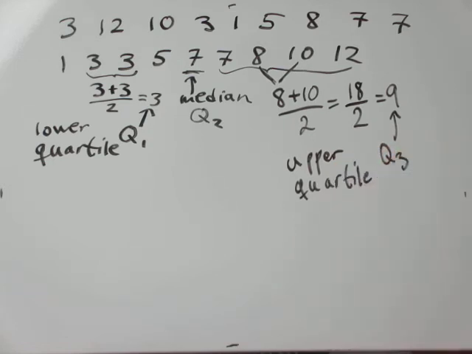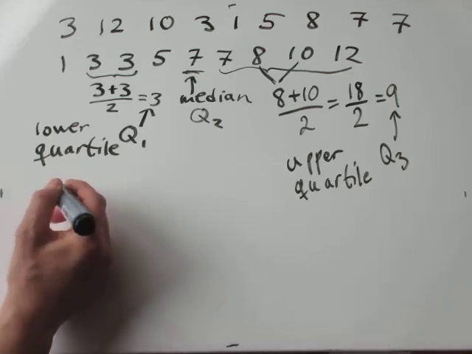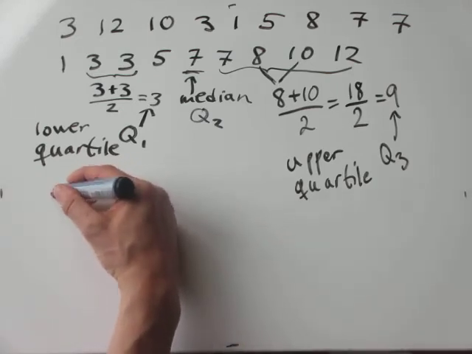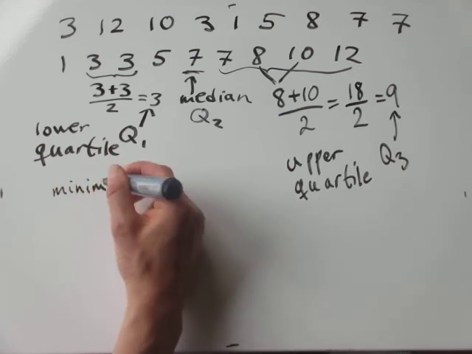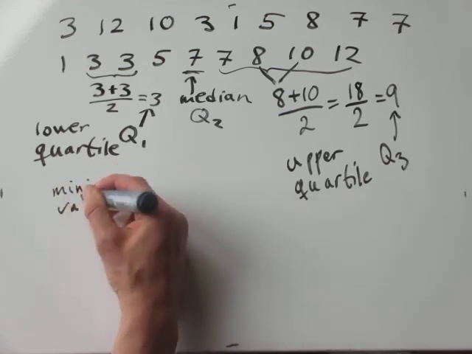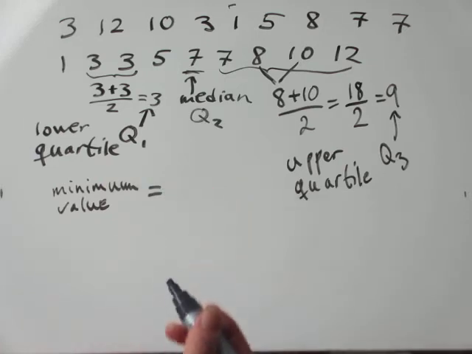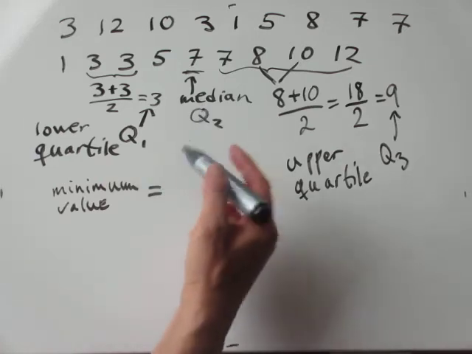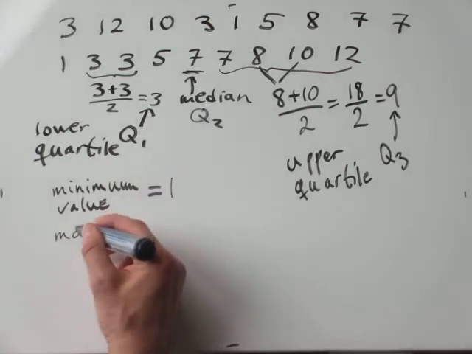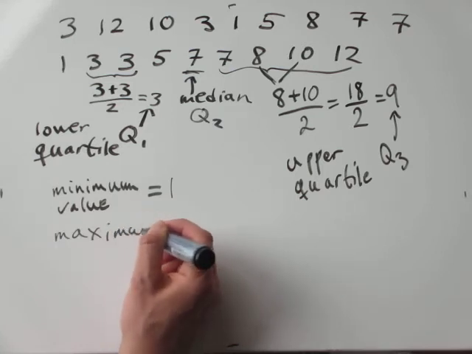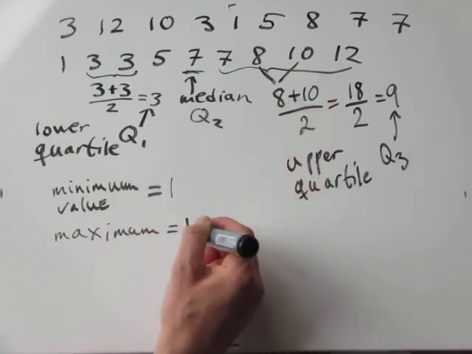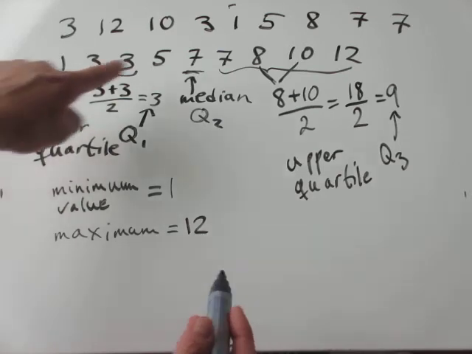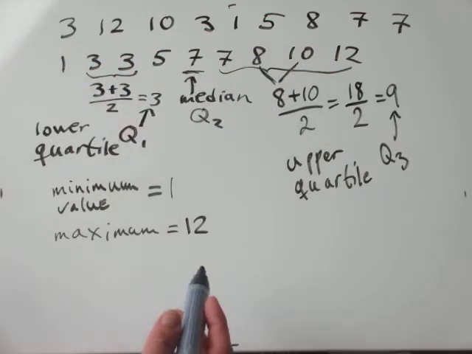We can also of course find the minimum. The minimum value of this data set is 1, and the maximum is 12. You just look at the lowest value and the greatest value.